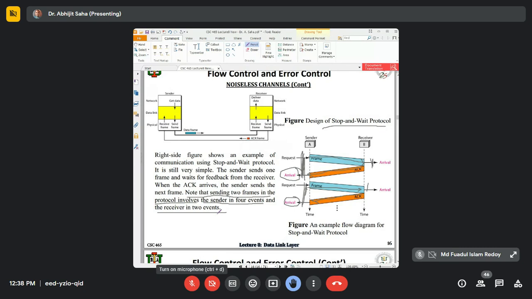So if you are sending a frame, on the sender side you need 2 events. One is for sending the request, then you stop and wait, and another is receiving the acknowledgement. So that counts as 2 events, okay? Because you are stopping and waiting, and your waiting finishes upon receiving the acknowledgement. Is it clear? Yes, sir. Here 2 on the sender side and 1 on the receiver side. So 2 frames means 4 events, and 2 events on the receiver side. Is it clear? Yes, sir. That's good.